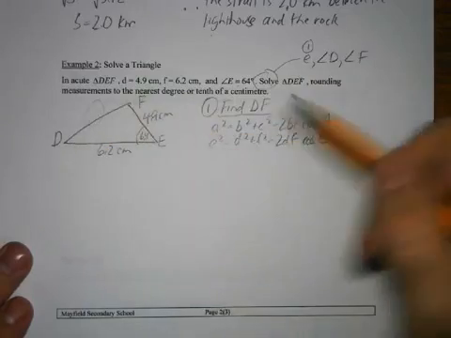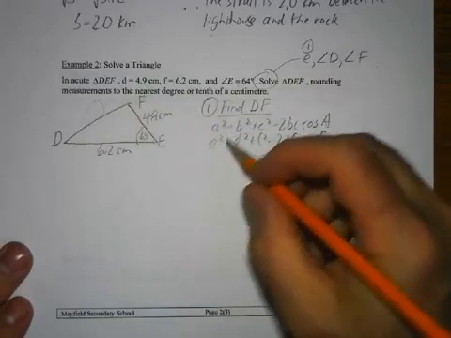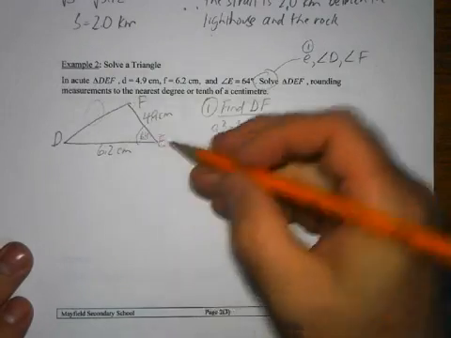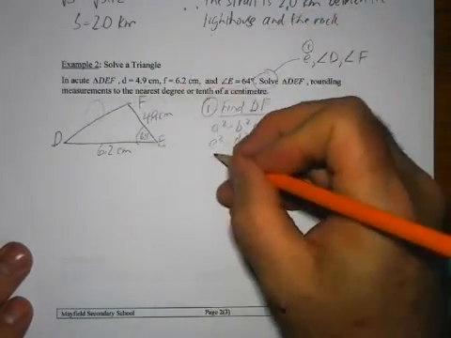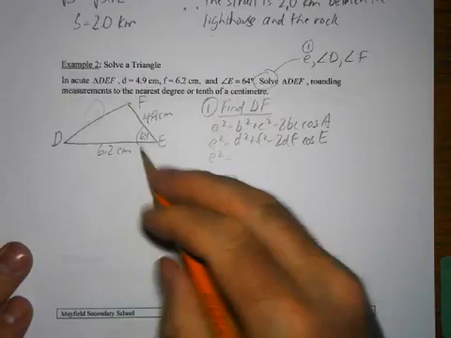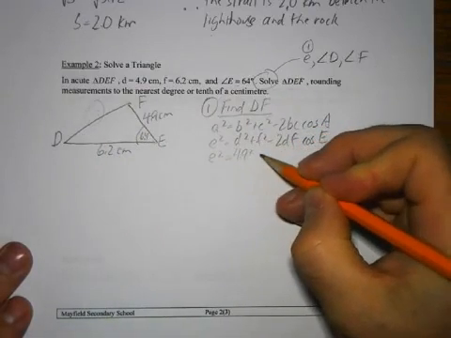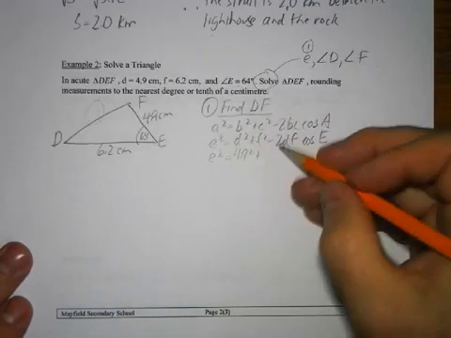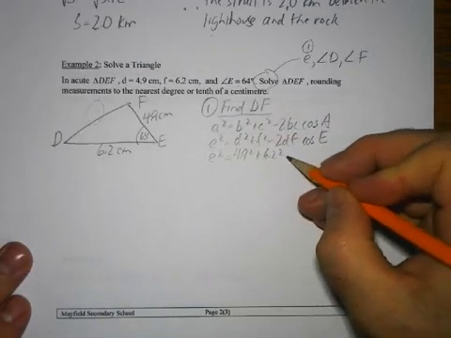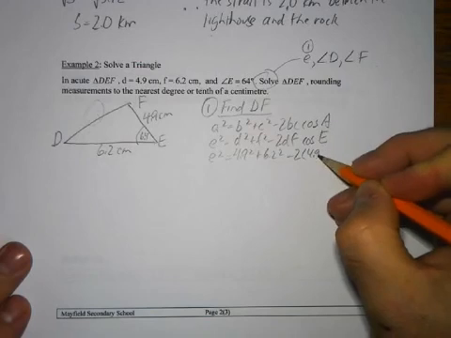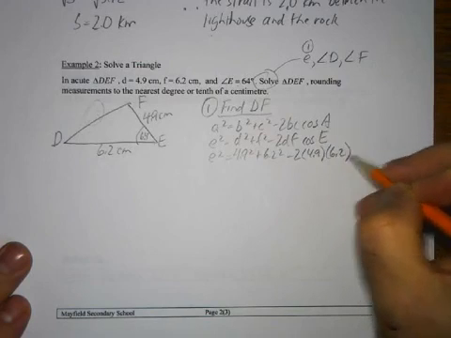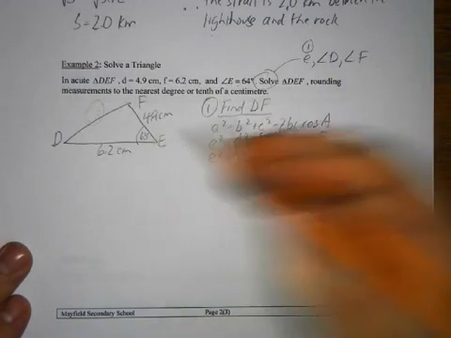Okay, now we can plug in the stuff we know. So E is what we're looking for, so that stays as E. D is 4.9 squared plus F squared, that's 6.2 squared, minus 2 times 4.9 times 6.2 times cosine 64.